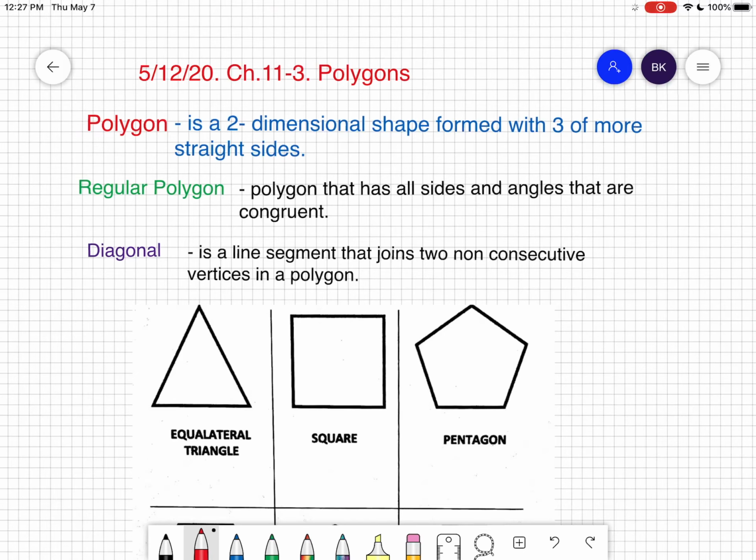Let's take a look at the equilateral triangle. In the equilateral triangle, we have three vertices, and all of them are consecutive. They come one after another. However, in the square, we do have non-consecutive vertices. So you're just going to pick one vertex and draw a diagonal. That creates two triangles. Now remember, this is a non-consecutive vertex, and this one and this one are consecutive.